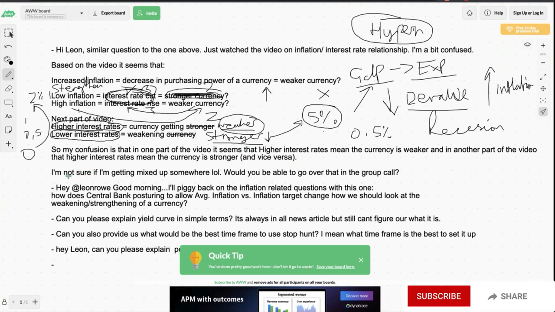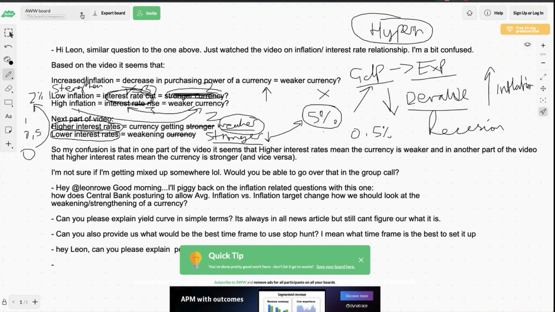So the next question was from Jarbred, I think it was. It says, I'll piggyback on the inflation related question to this one: how does central bank posturing allow average inflation versus inflation target to change? How should we look at the weakening strength? Okay, so here's, again, leading on to that.